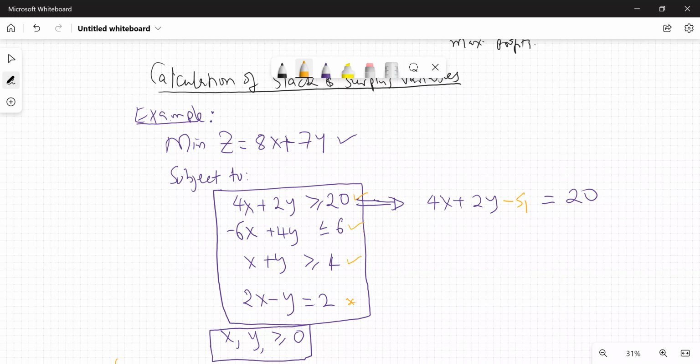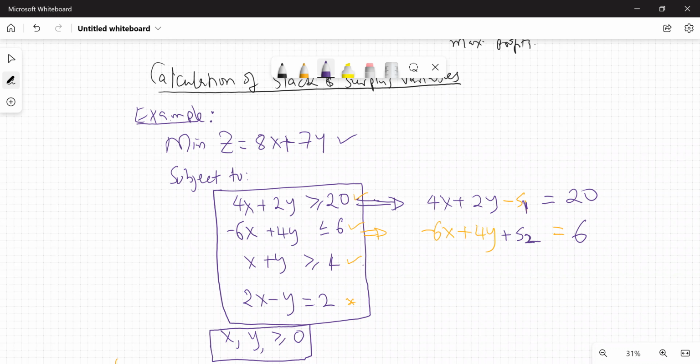Then to convert this into an equation, we are going to have minus 6x plus 4y. We want this one to be equal to 6. And we are saying the left-hand side is less or equal to 6. That means it can be 6, 5, 4, 3, 2, 1. So how do we make it 6? In this case, we must add. This is the second one. So the first one we put a subscript 1, second one we put a subscript 2, so the third one we put a subscript 3.